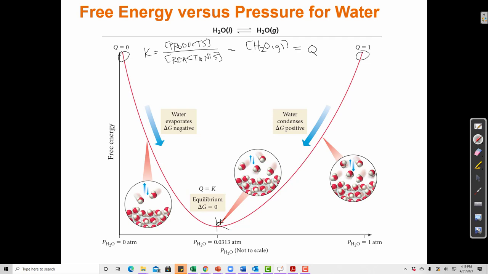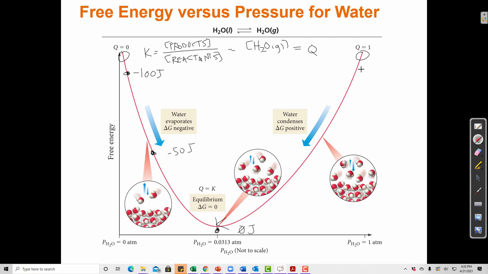And so we can talk about this in terms of Q and K, or we can talk about this in terms of delta G. When I'm up here, my delta G is negative because of the concentrations of my reactants and products, in which case I'm going to move forward until I use up all that free energy, right? Delta G is negative. Let's say I have negative 100 joules. And then here I have, make a dot, negative 50 joules. And then down here at equilibrium, I have 0 joules. There's no more energy left. I'm at equilibrium. The reaction has stopped.